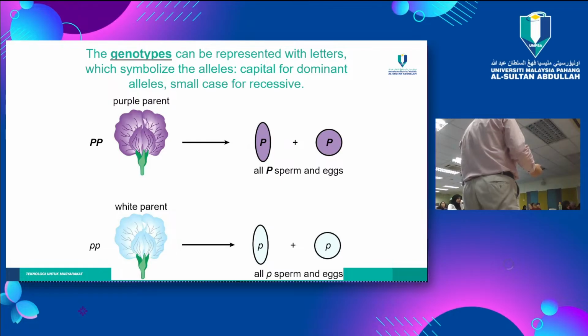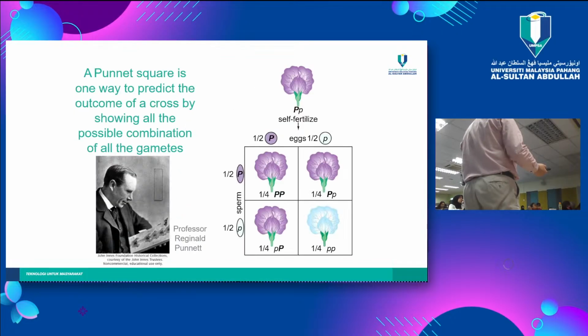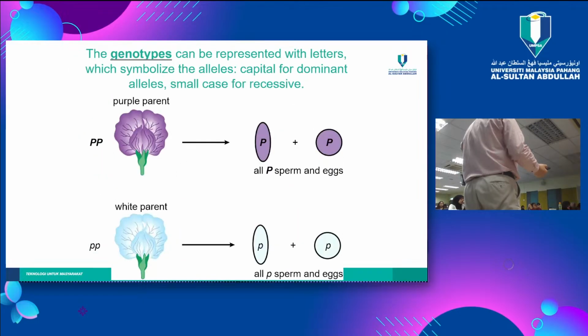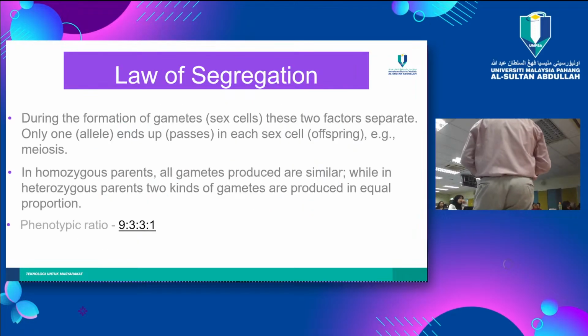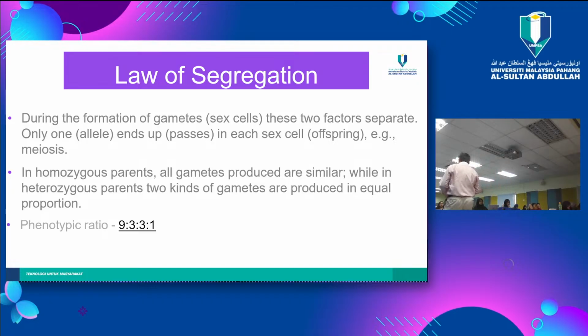So I think we have stopped until here. I didn't cover that in the last lectures. So the law of segregation. During the law of segregation, this happens during the formation of the gametes. These two factors are going to separate, and only one of the alleles ends up in each of the sex cells. So in the homozygous parents, all gametes produced are similar, while in the heterozygous parent, two kinds of gametes are produced in equal proportion.